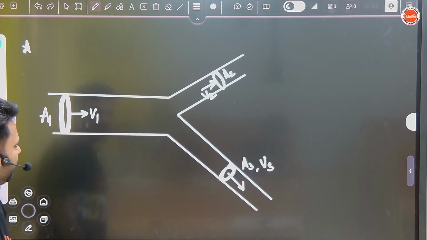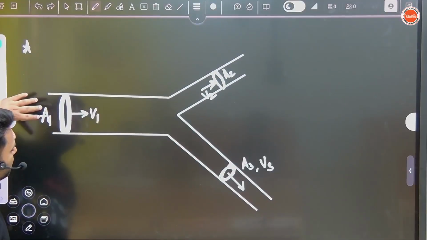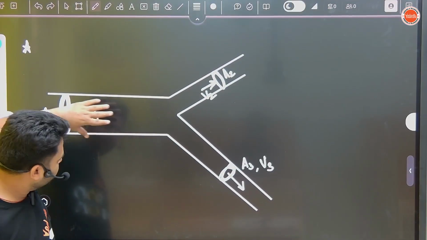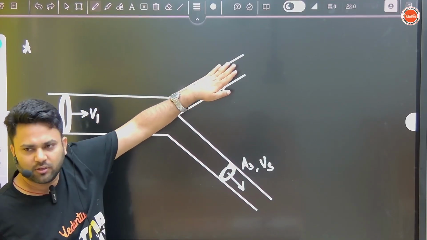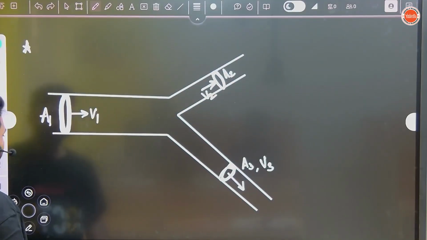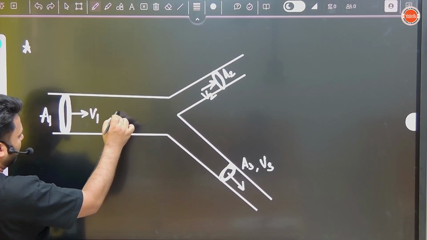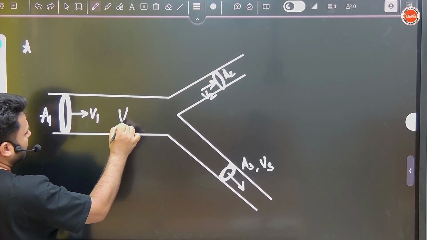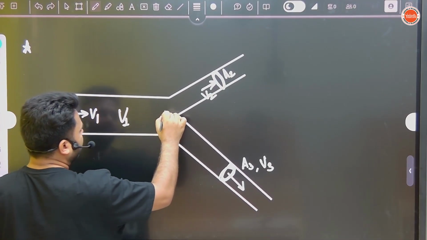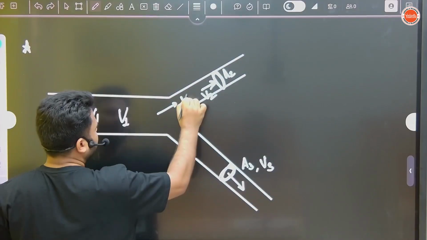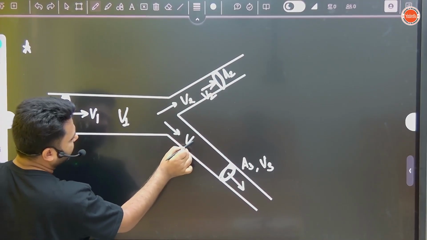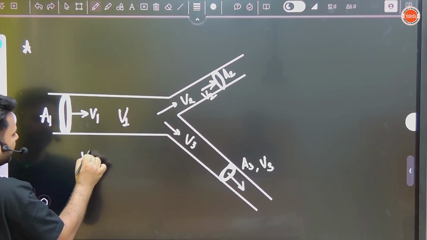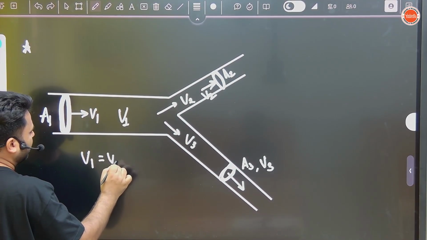Now what can we say? Whatever water is flowing from here, some water will go there and some water will go there. Suppose here the total volume is V1. Out of V1, some volume goes there, suppose V2, and some volume is going there, here it is V3. So can I write V1 equals V2 plus V3?